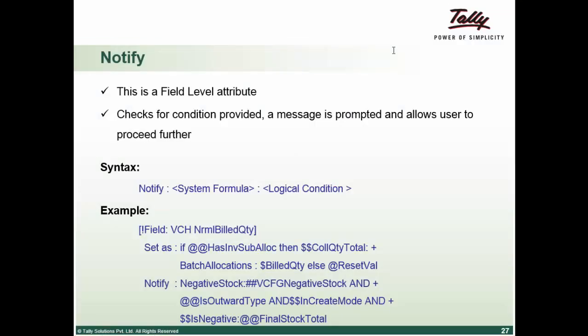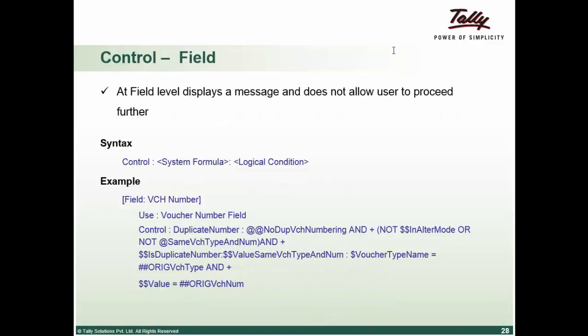Then we have a control at field level. Now the control attribute is a combination of validate and notify. What does validate do? It simply blocks the field and does not allow you to go further. Whereas notify gives you the message but allows you to proceed further. When it comes to control, it's a combination of both. It gives you the message as well as does not allow you to proceed further.